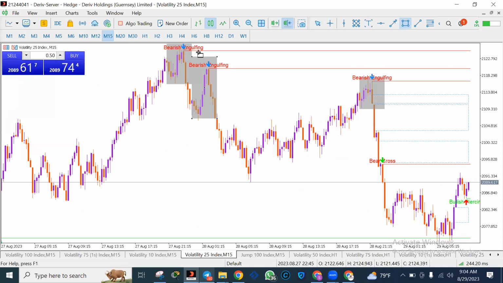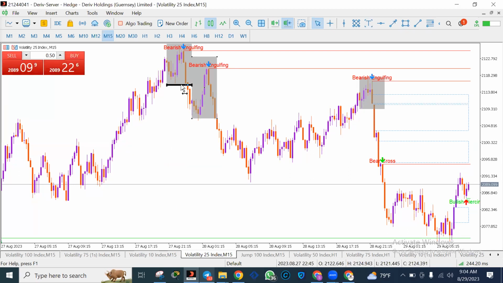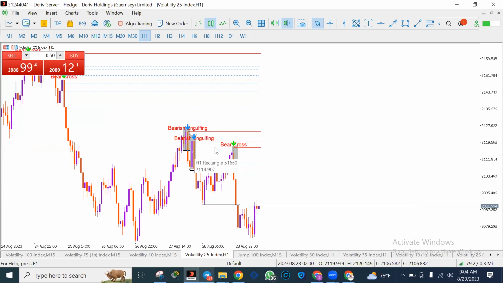So for this first bearish engulfing, which we had on 1 hour time frame, you can see that it clearly broke a structure. So let's change this to black so that it's more visible. Then for the second one, we can see that it also broke a structure here. And then of course, for the third one, we can see that it also broke a structure. Now, let's go back to the 1 hour. Bearish engulfing, bearish cross. This indicator already plots them out for us.